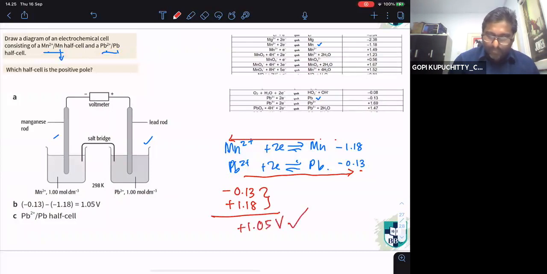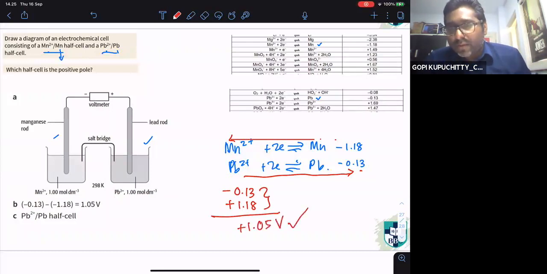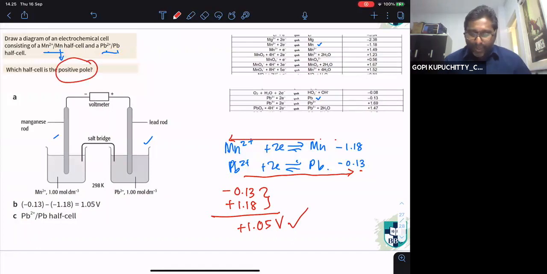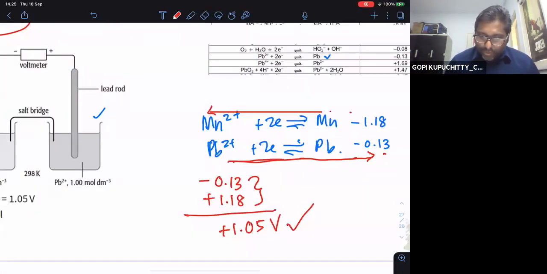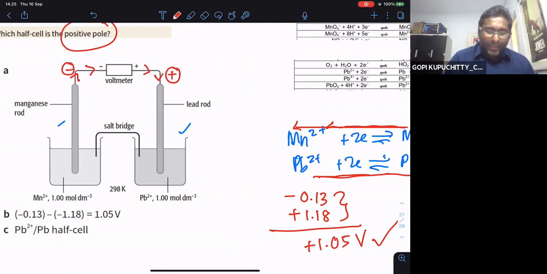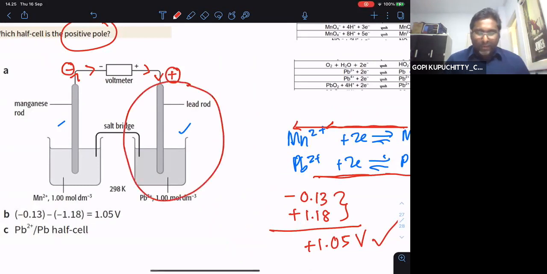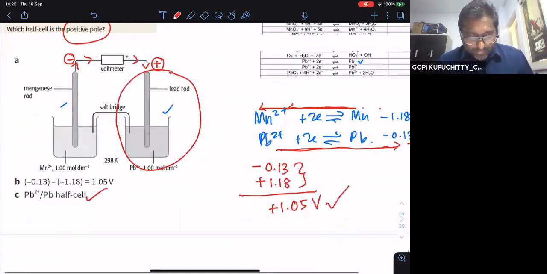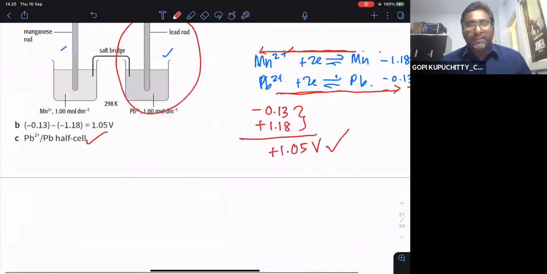I can calculate, and I can also write the full equation. And then if I want to find what is the positive pole, very simple. Just now, you see, this is going to go here. Mn is the one that will lose electrons. So if Mn is the one that will lose electrons, electrons will move from here to here. So this is negative, this is positive. So they want this. So this is going to be the answer. Pb2+ and Pb, the same thing.